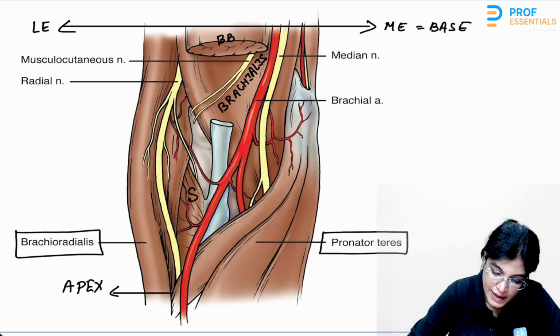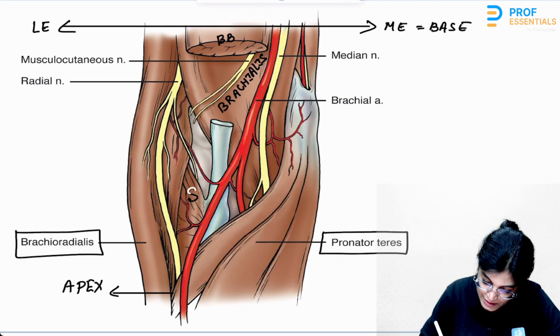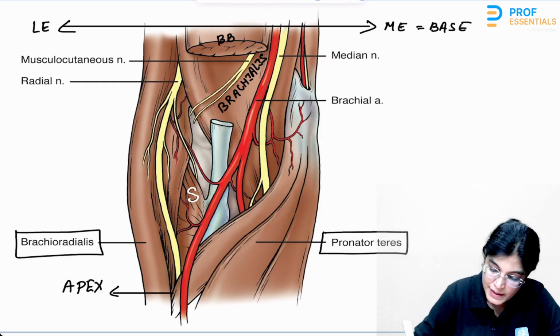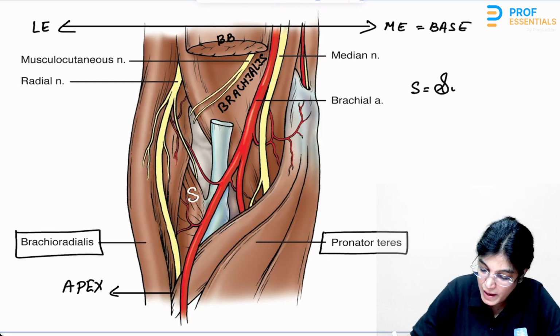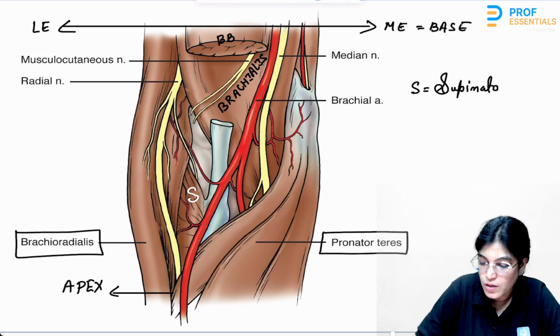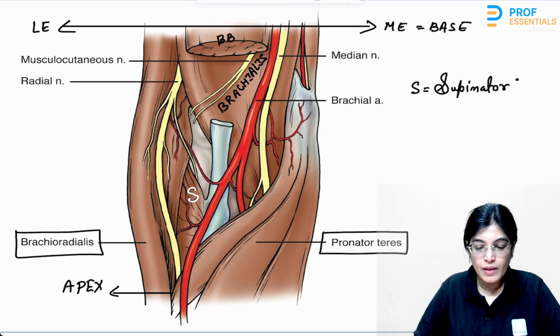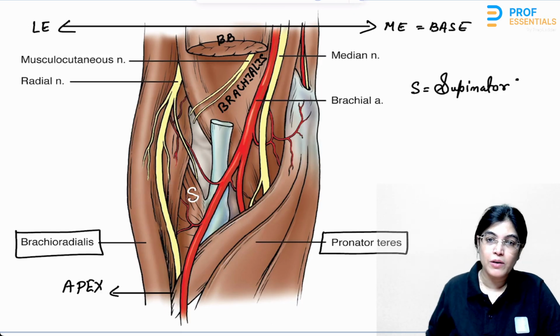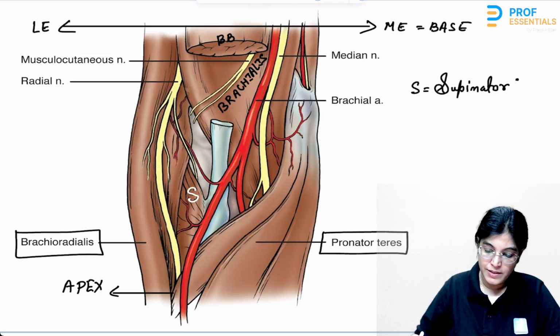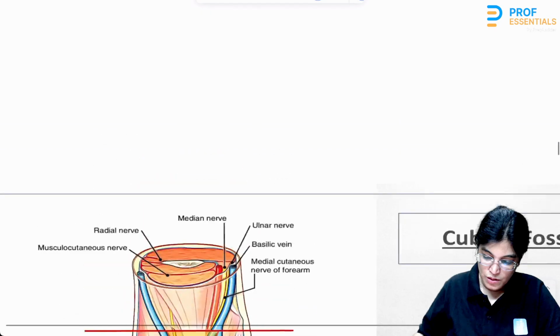And this is S. What is S? S stands for supinator muscle, which is forming the floor of the cubital fossa in the lower part. So these are the floor structures. Then we will talk about the roof, and then we will talk about the content. So now coming to the roof.